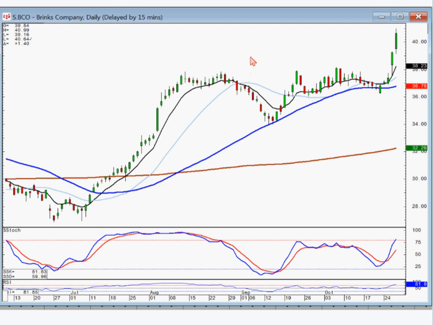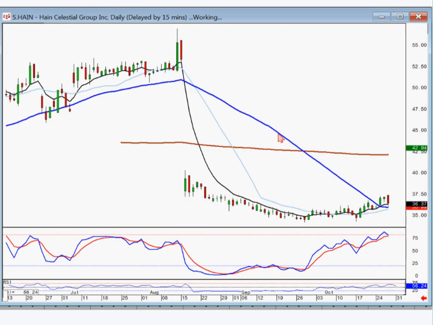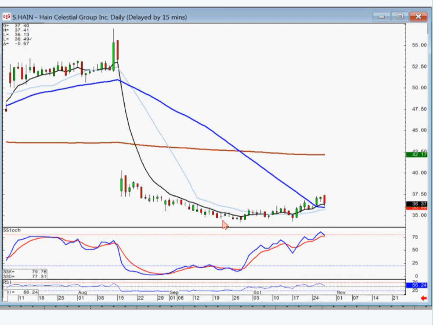Was Hain? Oh, that's right. Hain had the fry pan bottom. You can see this right here is a big rounding bottom. You couldn't trade this one way or the other. But there's one very simple aspect to a fry pan bottom. You can stay long in a fry pan bottom as long as it is above the T line.